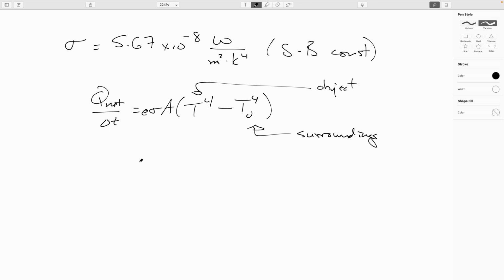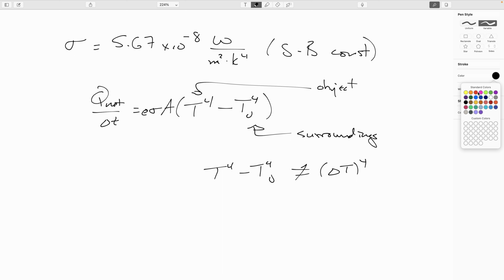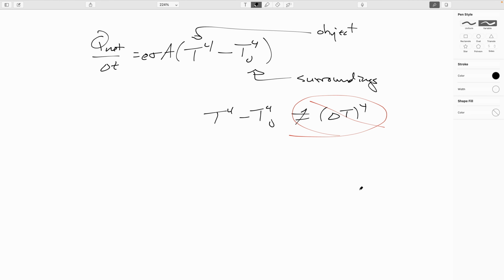So anyway, important to note is that the difference in the fourth powers is not the same thing as the difference raised to the fourth power. So just be super duper careful when you're doing that. Just play with some numbers to convince yourself if you don't believe me. But it'll create an enormous difference.